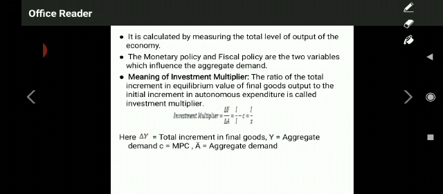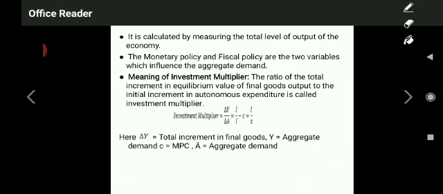Investment multiplier can be explained with the help of the below equation, that is delta Y upon delta A bar is equal to 1 upon 1 minus C is equal to 1 upon S. I means investment. Here delta Y is the total increment in final goods. Y is equal to A, which is aggregate demand, and C is consumption, I is investment. So whatever amount of change in the expenditure leads to change in the output of final goods.